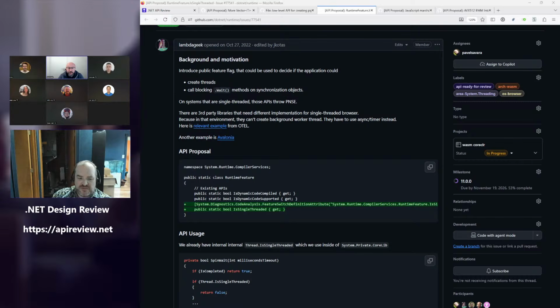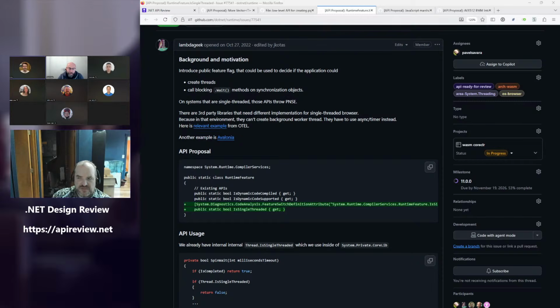And eventually this is highly upvoted. Multi-threading in the browser is a highly upvoted feature by the community. So we will eventually return back to it. But right now, the only production ready .NET in the browser is single-threaded.